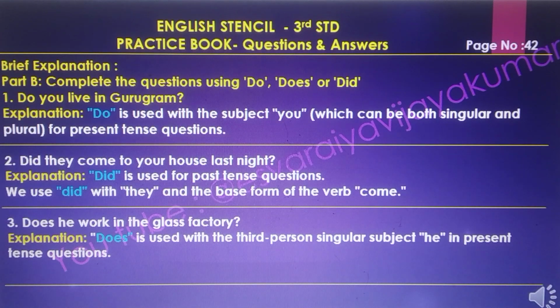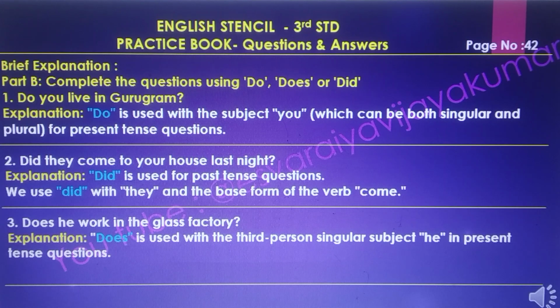The brief explanations. Do you live in Gurugram? Explanation: "do" is used with the subject "you", which can be both singular and plural, for present tense questions. Second one, did they come to your house last night? Explanation: "did" is used for past tense questions. We use did with "they" and the base form of the verb come.